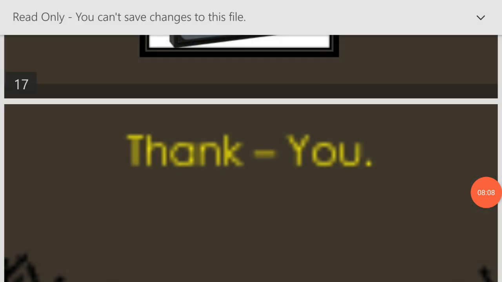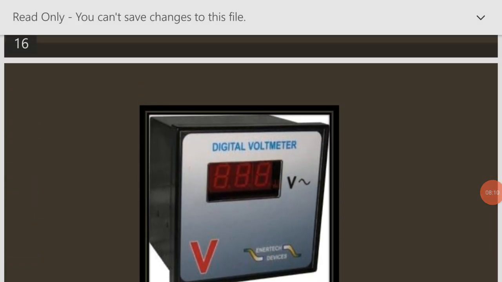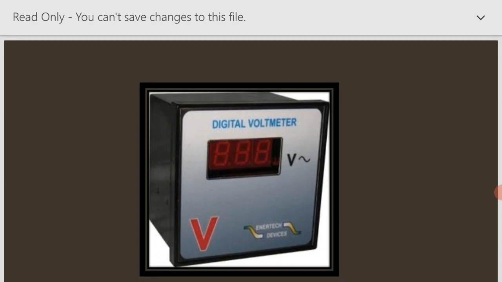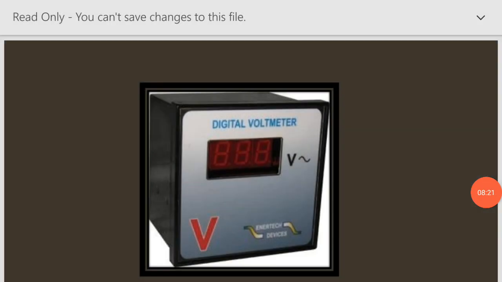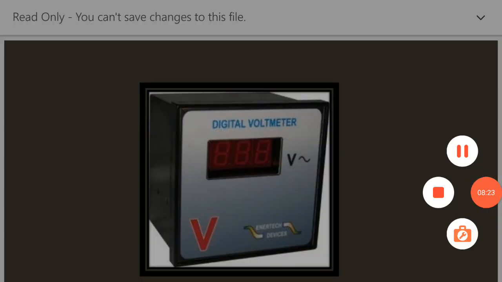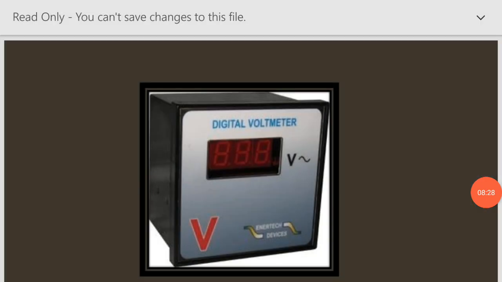In this video lecture, we saw the digital ammeter and digital voltmeter. In the digital ammeter, we measure current. The unit is ampere. In the digital voltmeter, we measure voltage, denoted by V.